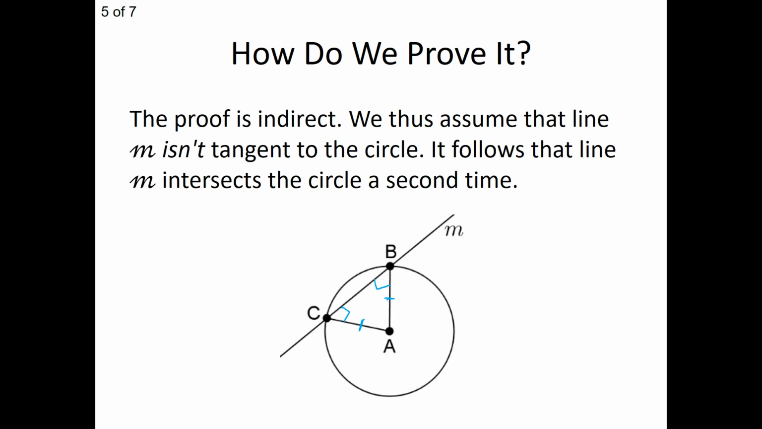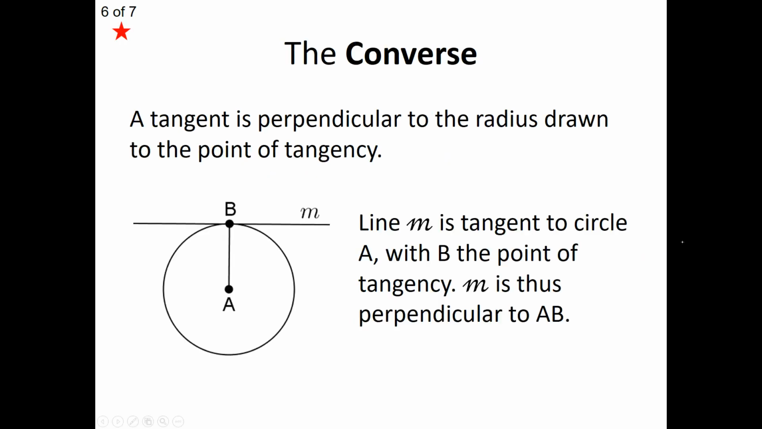And so we have ourselves our contradiction, which means we toss out our assumption, which, remember, was that M is not tangent. Now we have proven by contradiction that M must be tangent. So thus we have our tangent existence theorem. Now, the converse.